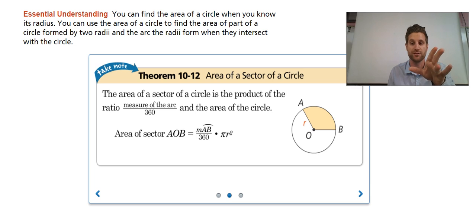And to find the area of a sector is similar to finding the arc length, where we take the measure of the arc over 360, but instead of multiplying it by the circumference, which would give us the distance of arc AB, we multiply it by the area. Okay, so make sure you get that one down.